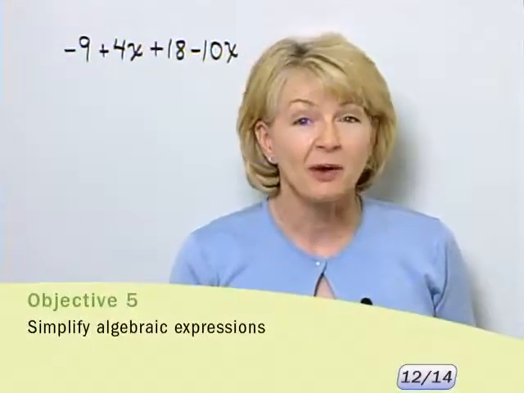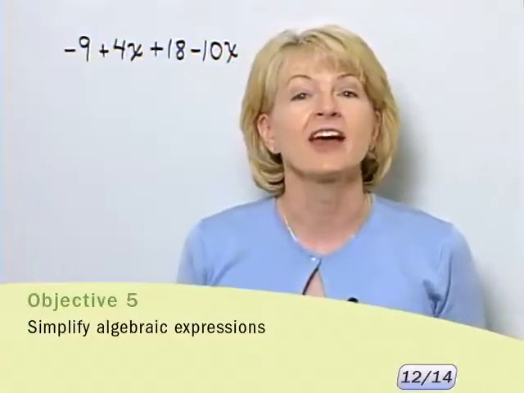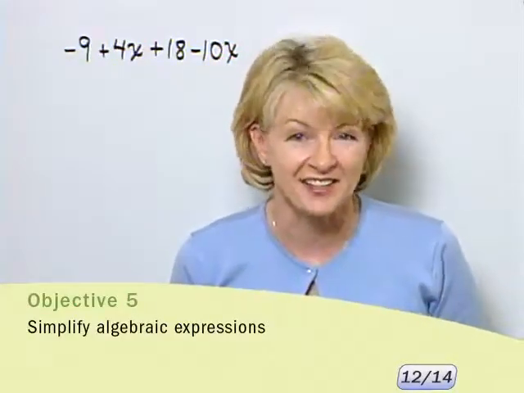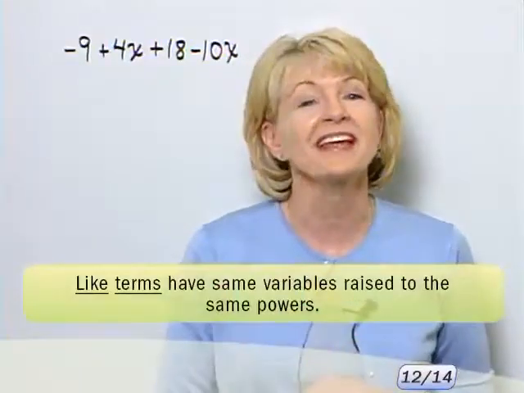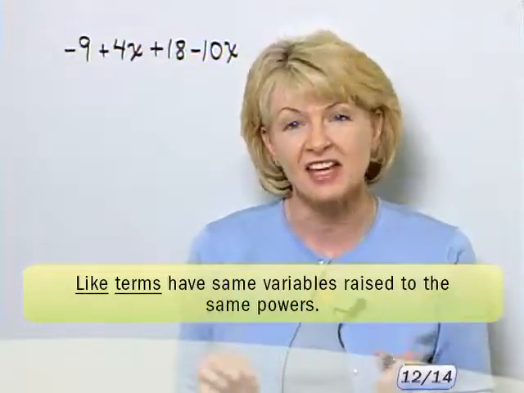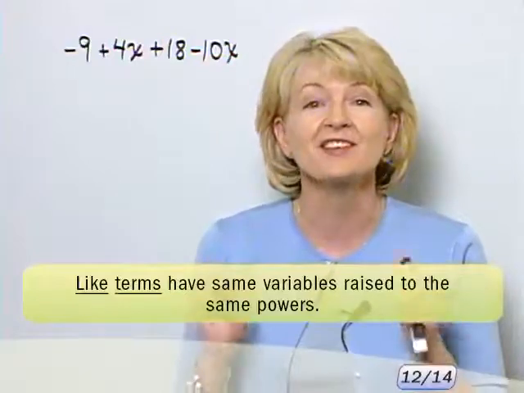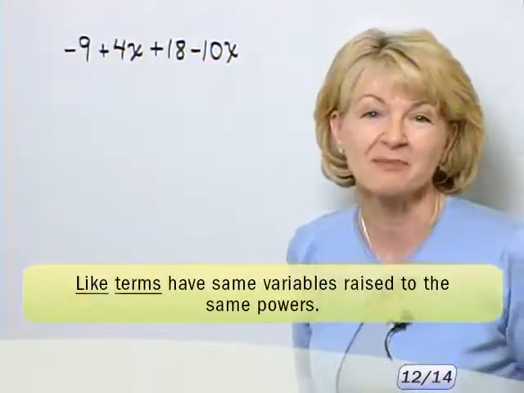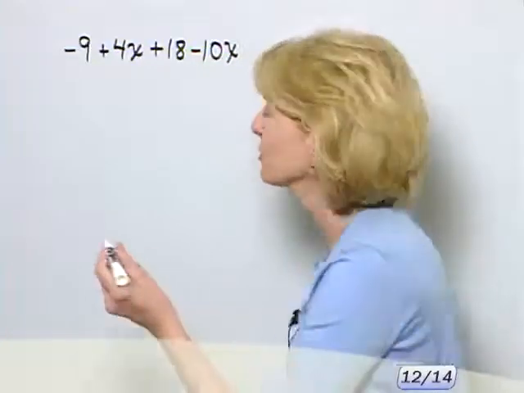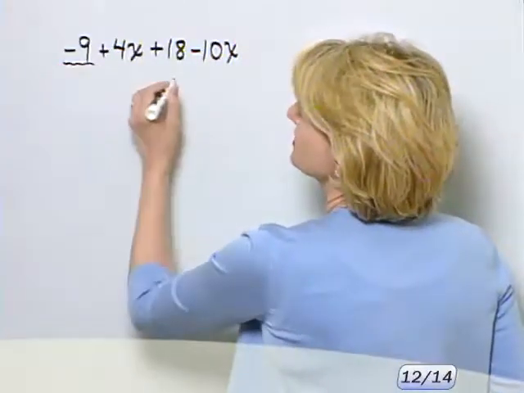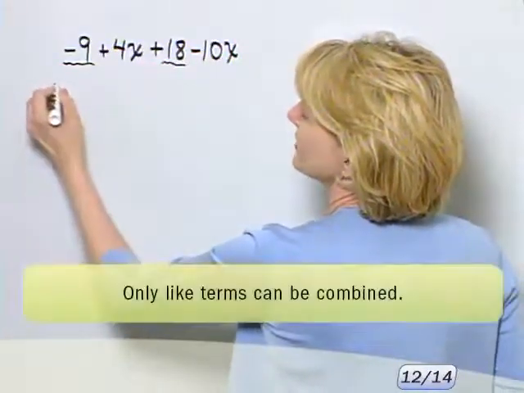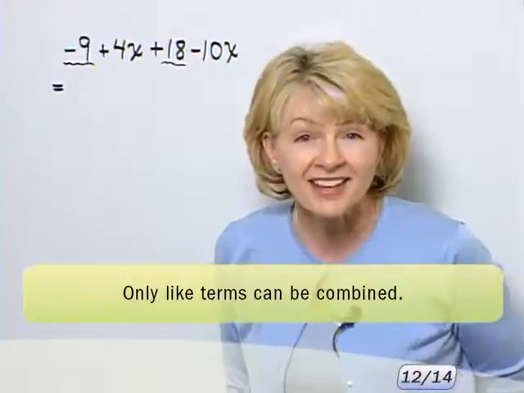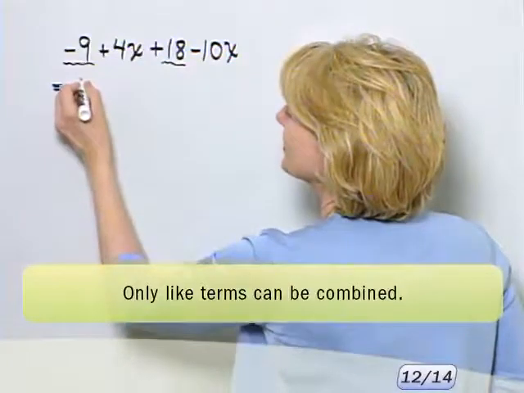Let's now review how we simplify an expression, and remember we simplify an expression by combining any like terms. Don't forget that like terms have the same variables raised to the same powers. So let's simplify this expression by looking for like terms. Notice, of course, this is a constant and this is a constant, so I can certainly combine those two. Negative 9 plus 18 is 9.